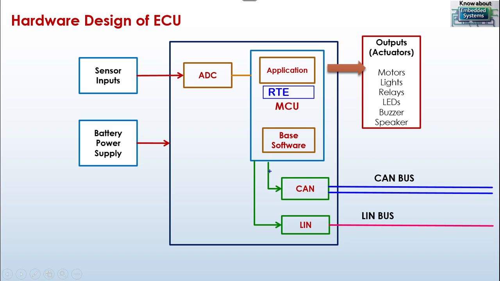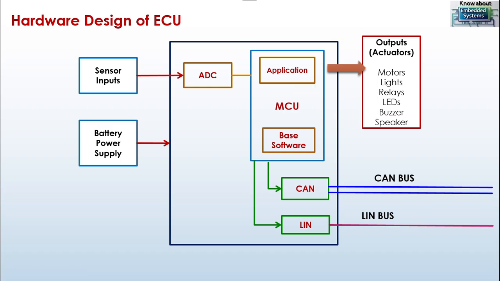The fourth point is communication, transmit and receive data. Sometimes after doing some actuation, we need to transmit data to the other ECUs as well. In that situation, we will use either a CAN or a LIN protocol to transmit or receive. So this is a simplified block diagram of an ECU. I hope this is clear.